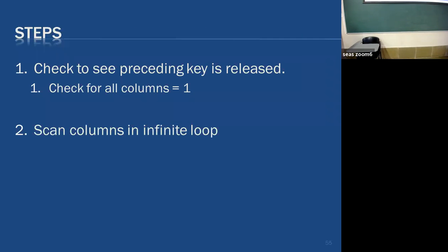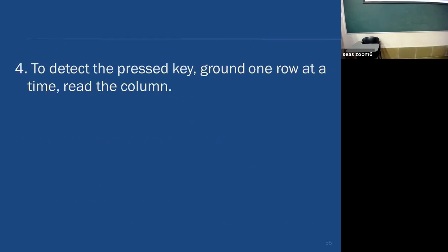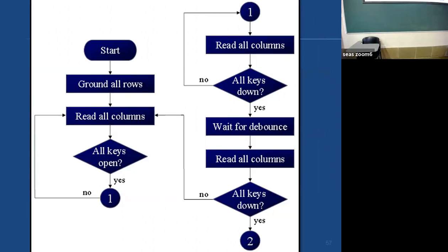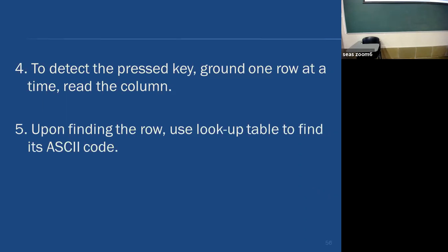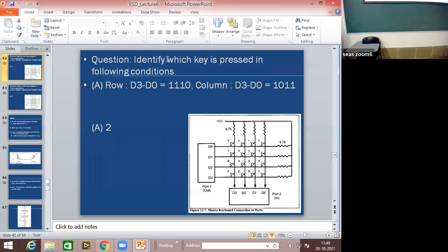These are the steps: the first 3 steps make sure that we are out of the previous loop, and step number 4 makes sure that we send one logic 0 at a time, detect the column, and interpret the key. So that is how we are using the keyboard.